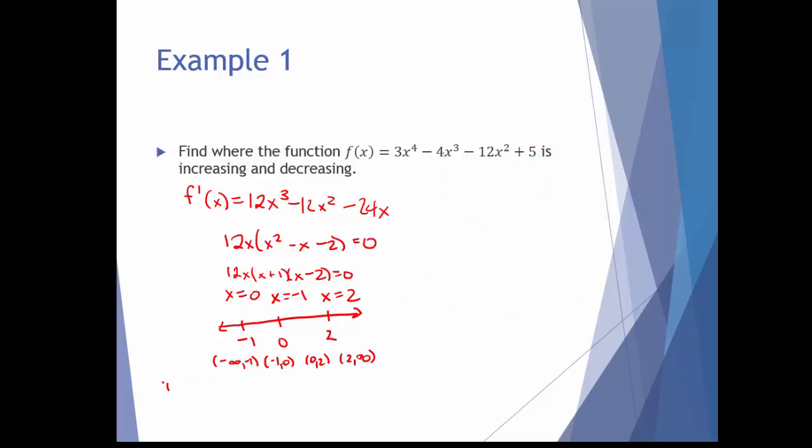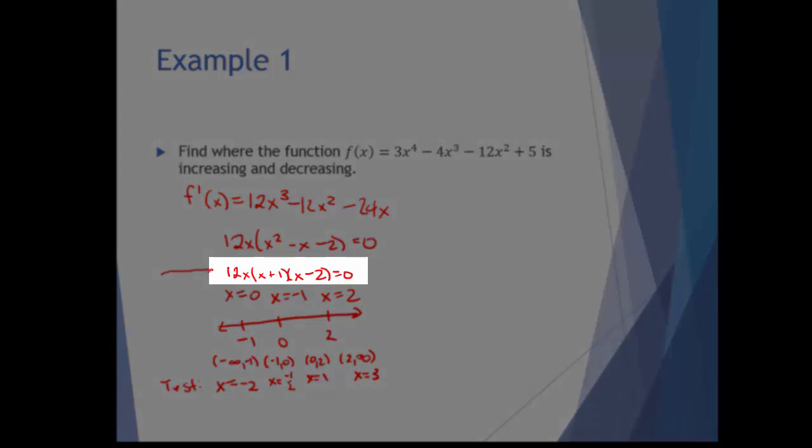So we need to pick test values inside each interval. So let's say here we test x equals negative 2, here we can test x equals negative 1/2, here we can test x equals 1, here we can test x equals 3. These are by no means the only test values, they're just ones that are in the appropriate interval. So if we plug negative 2 in, and again I'm going to be examining what it's doing to the factored form of my derivative.